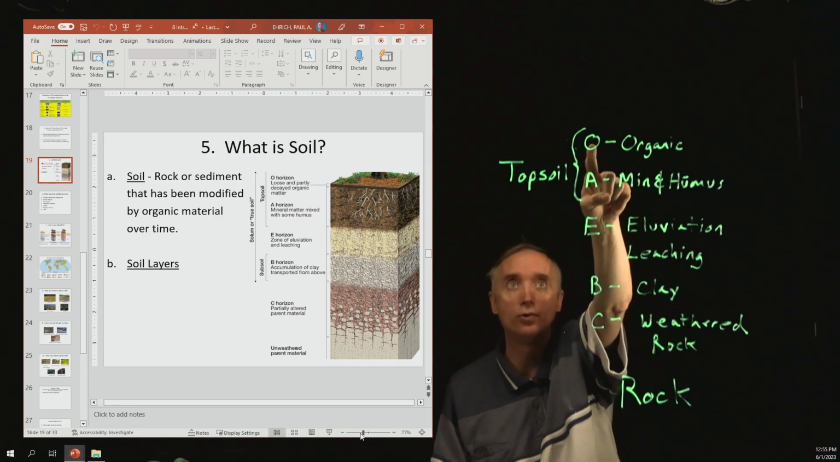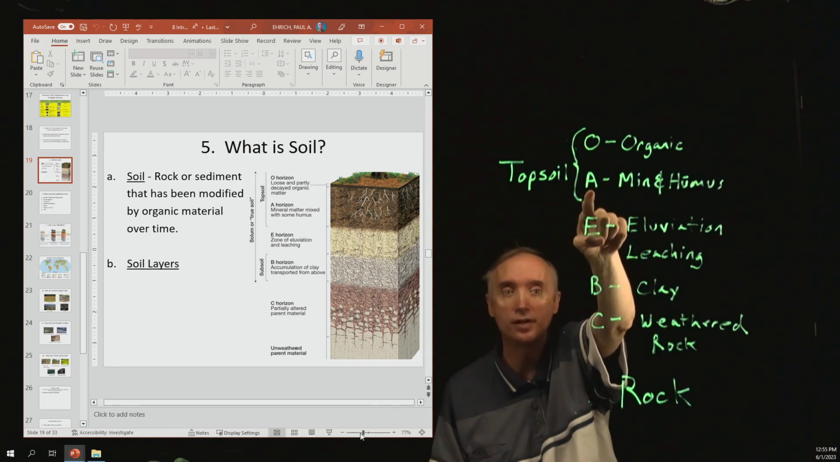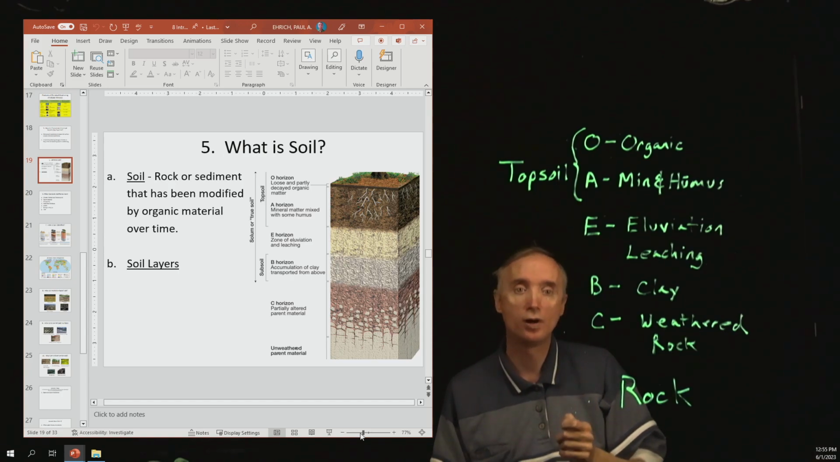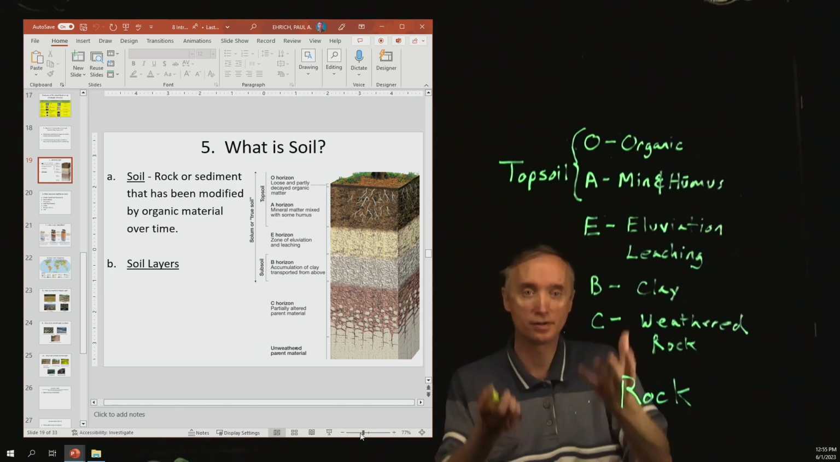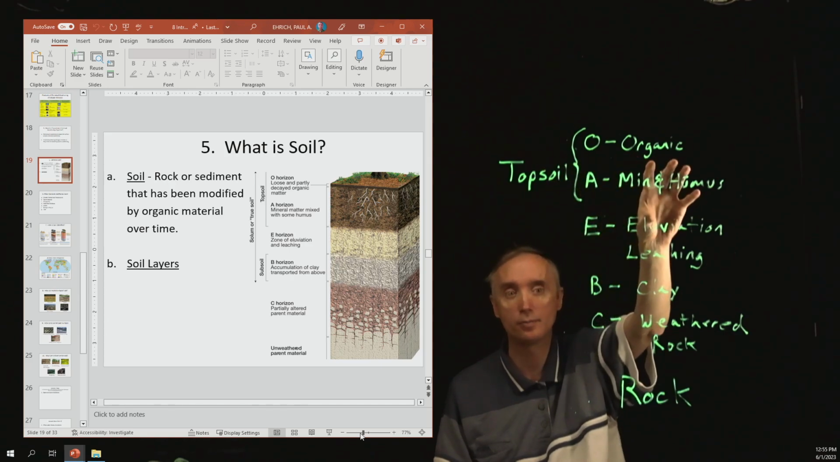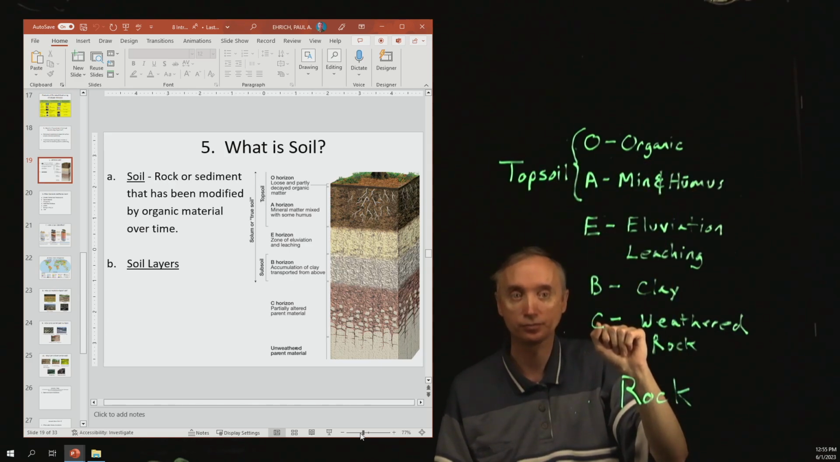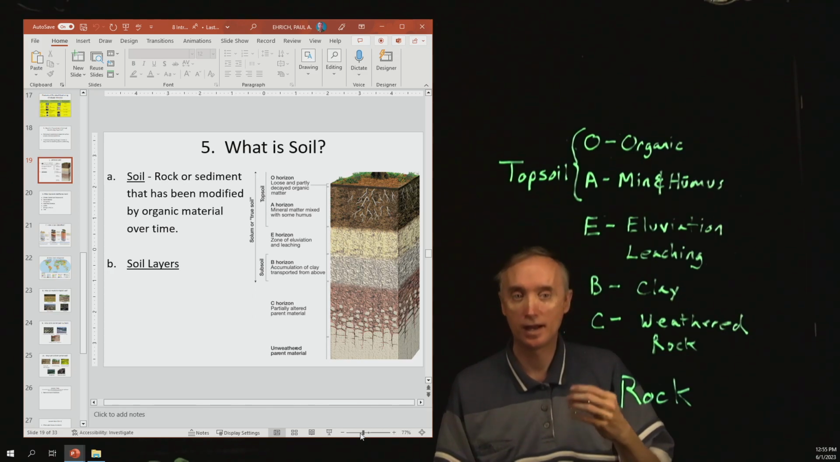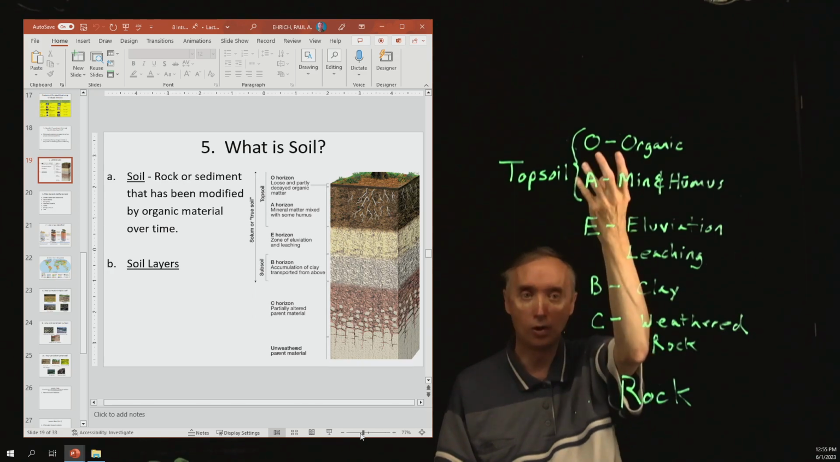Now if you take the O layer and the A layer and put them together, that's going to be the topsoil. This is what we plant our crops in. So if you see plants springing up out of the ground, they are coming out of the topsoil region.